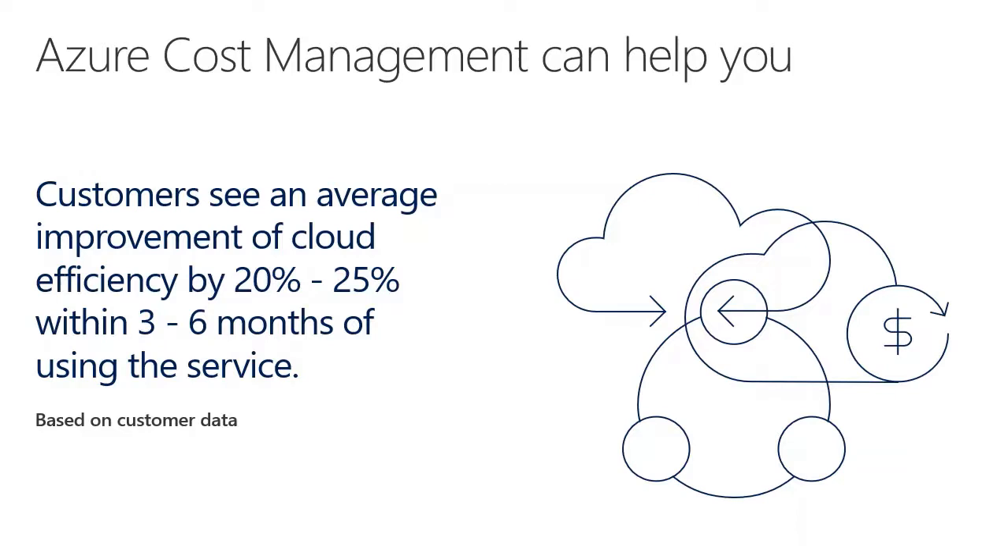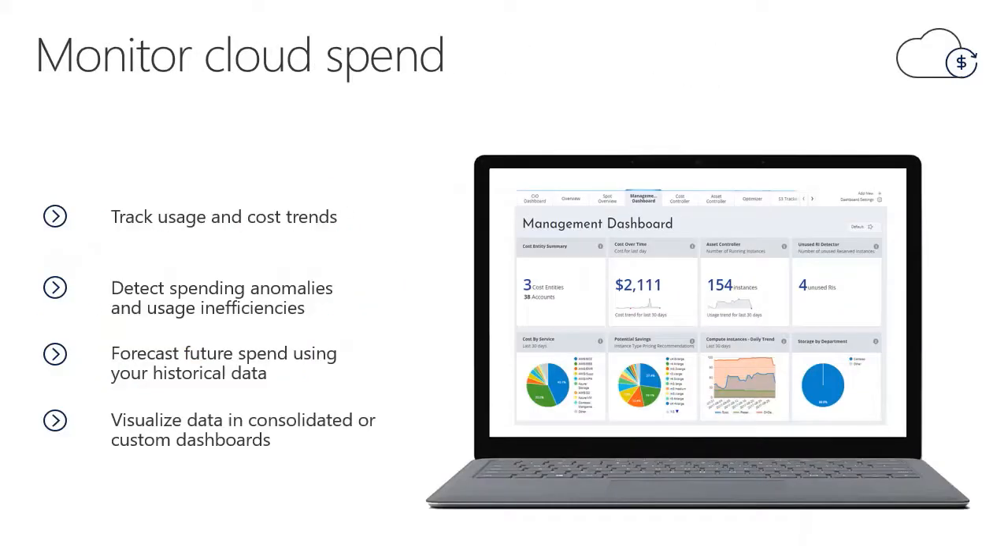For example, across the 3-month period, cost management would notice that you're not fully utilizing your large virtual machine. So eventually it will make a recommendation to reduce the size of that virtual machine to something smaller so you can save a few bucks. Just as an example. You can monitor the cloud spend. You can track usage and cost trends. You can detect spending anomalies.